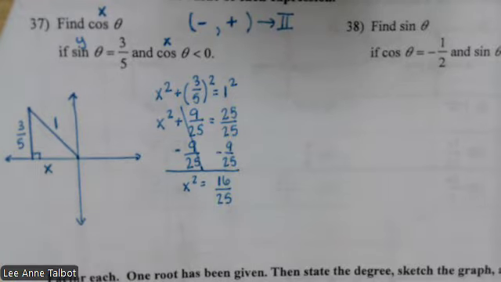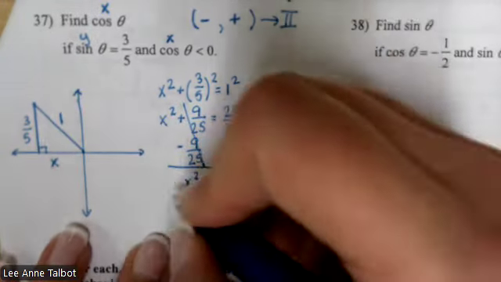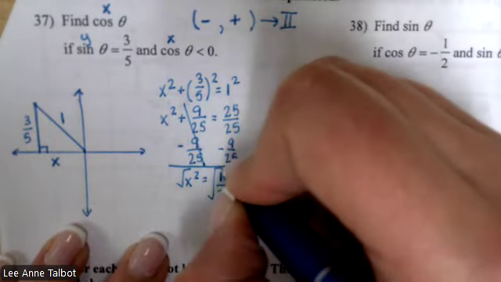Does it make sense so far? So I subtract the 9/25s from both sides. And now I have 16/25s. Square root.